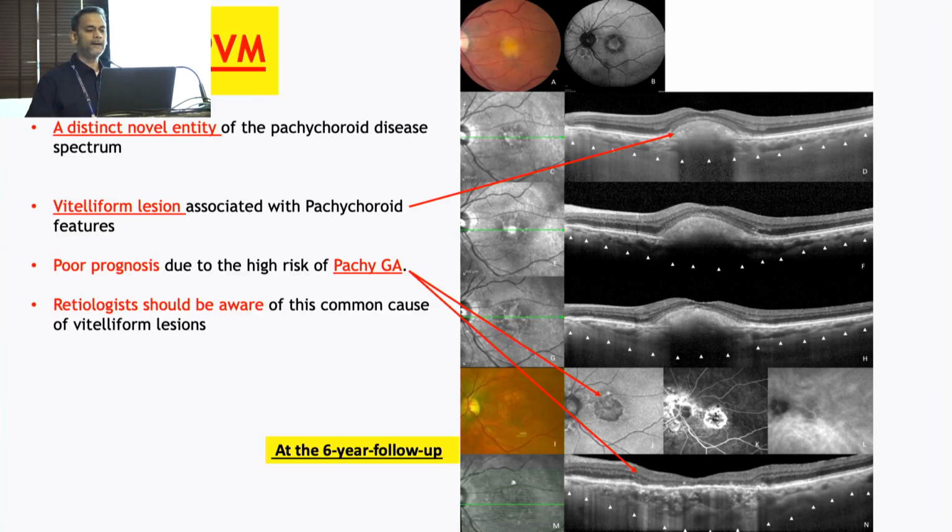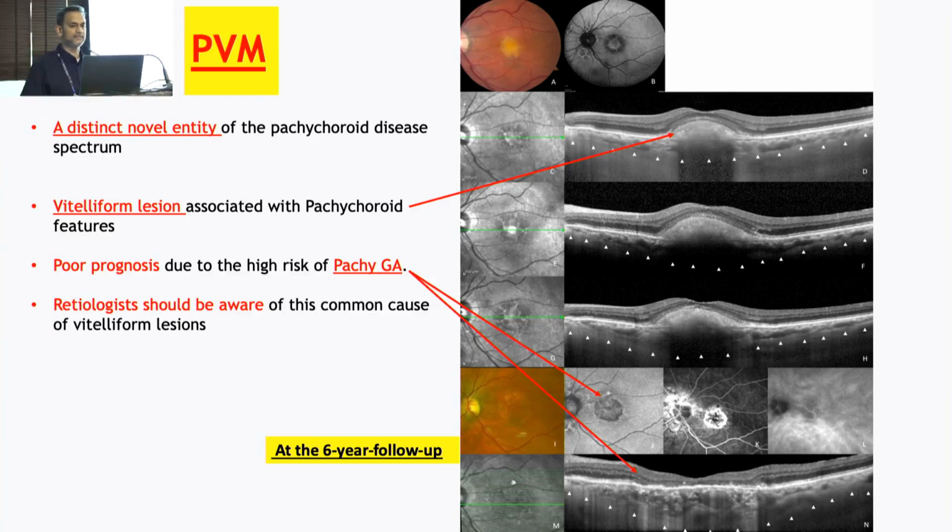And then another entity in this scenario is pachyvitelliform maculopathy, where you see a yellowish lesion under the fovea, and OCTA is important to rule out a neovascularization. But the importance is that it is predictive of a pachychoroid geographic atrophy. This is the picture after 6 years, and it goes on to a CRORA or a pachygeographic atrophy.